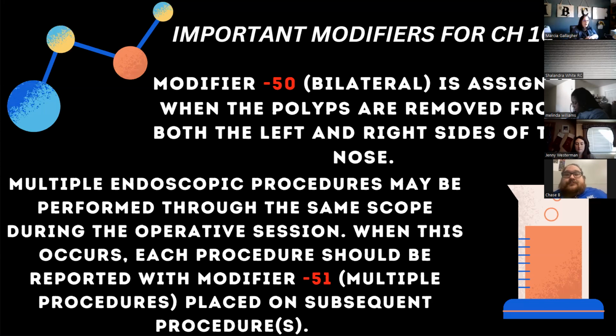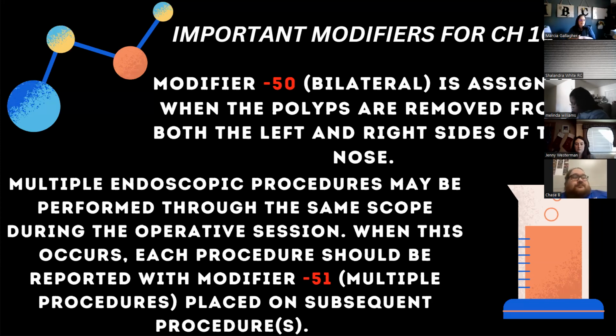One is going to be modifier 50, which is bilateral. So what does bilateral mean? Both sides, right? Now, if your CPT code, when you check it in your tabular, says unilateral or bilateral, then you don't need that modifier. It's only when it's not indicating that you need the modifier.